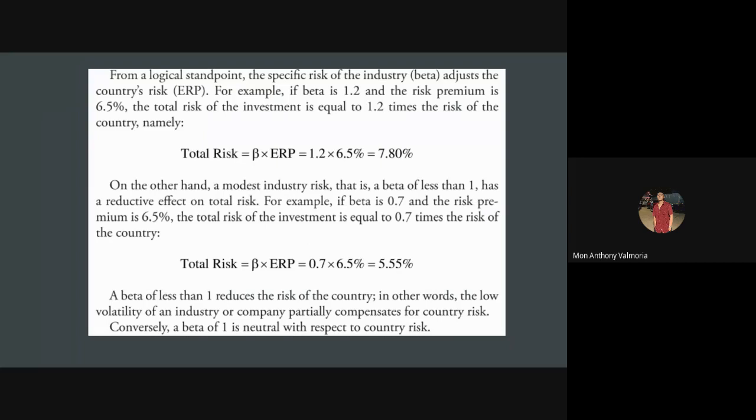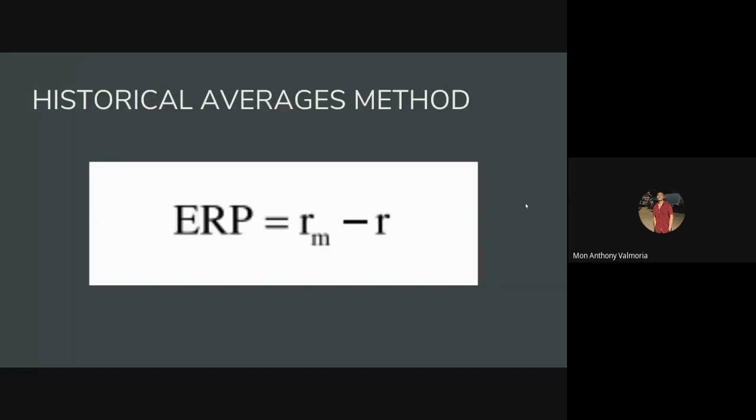So the ERP can be calculated in various ways, the complexity being proportional to the number of variables. Multiple methods can be used to determine the ERP, specifically the historical averages method, the modified historical averages method, and the implied method. First is the historical averages method. According to this, the ERP is equal to the spread between the return on market and the risk-free rate. So this is the formula: ERP is equal to R sub M minus R sub f.